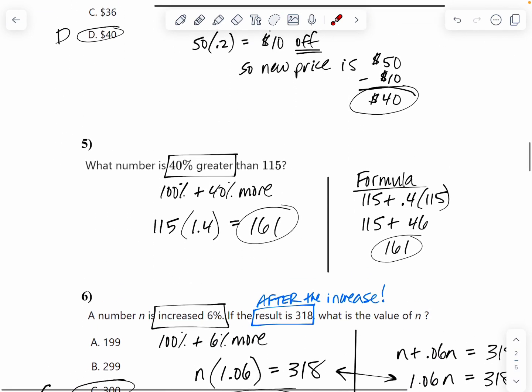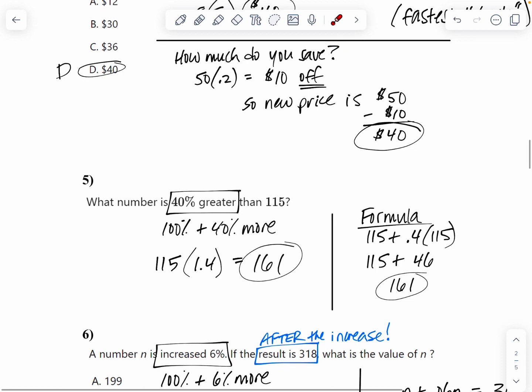All right, number 5. What number is 40% greater than 115? If you were trying to do the is over of and percent over 100 formula that we did on questions 1 and 2, the difference between this one is it's a 40% greater question. That implies an increase or decrease, which is not just a straight up what's 20% of 50, okay? So this is a little bit different, and I'm also not sure where I would put the is number. There's no of. It just doesn't work for this question if that's what you were thinking.